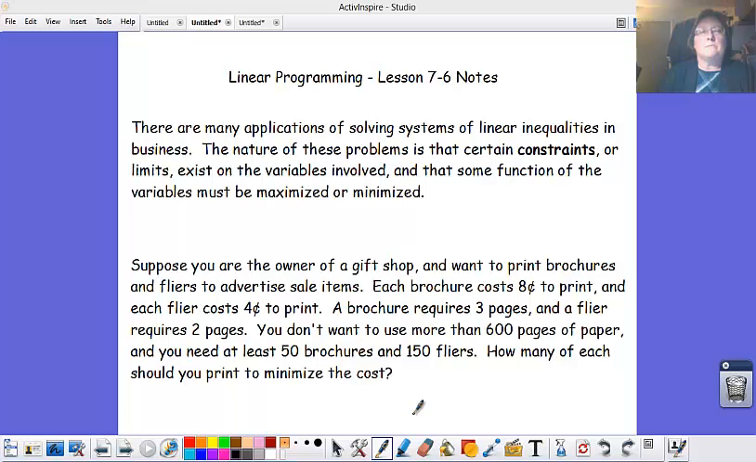Hi, today we wrap up our work in Chapter 7. We're going to talk a little bit about linear programming, which really is an application of solving systems of inequalities like you were doing yesterday. Now we're going to wrap some business problems around them.